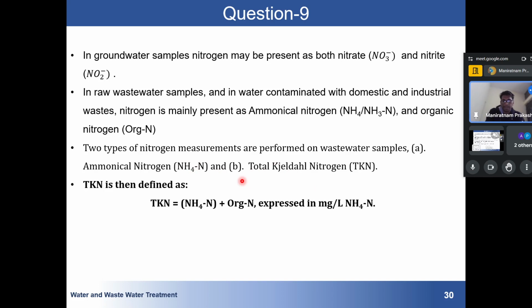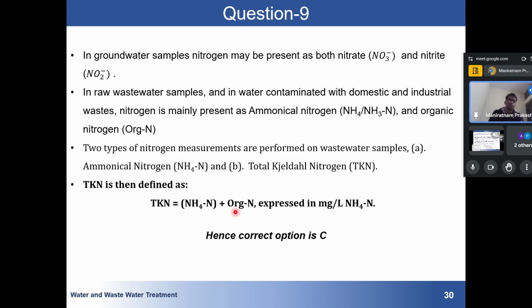So the question which was asked: what will be the TKN, or total Kjeldahl nitrogen? It will be the summation of ammoniacal nitrogen plus organic nitrogen. But the point which I want to discuss here, apart from what is Kjeldahl nitrogen, is how we measure nitrogen in the system. The process is Kjeldahl nitrogen.